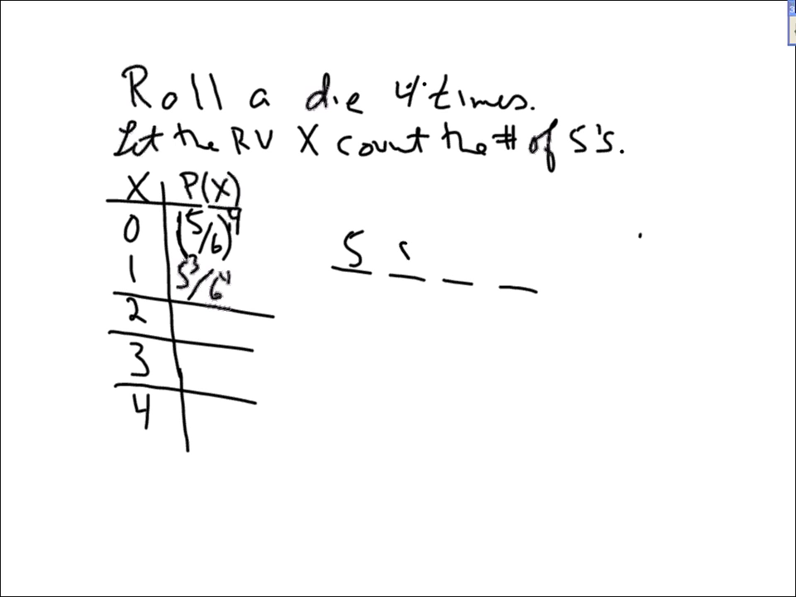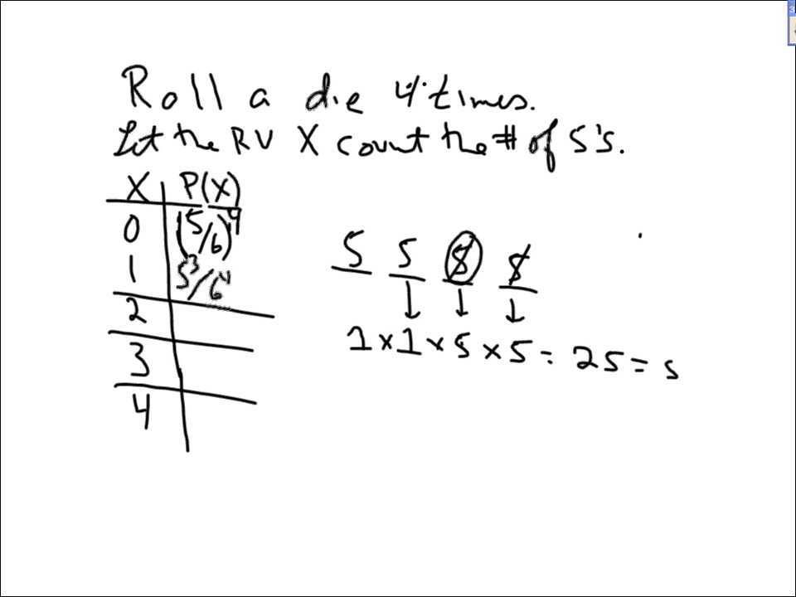Well, suppose they're in the first 2 positions. So there's only one choice to pick from for the first position. It has to be a 5. The second position, there's only one value to pick. It must be a 5. For the third position, it's not a 5, so you can pick from any of the remaining 5 values. And then not a 5, you can pick from one of the 5. This is 25, which, by the way, is 5 squared. Now, the thing is we didn't have to get 2 fives in the first 2 positions. They don't have to be in the first 2 positions.